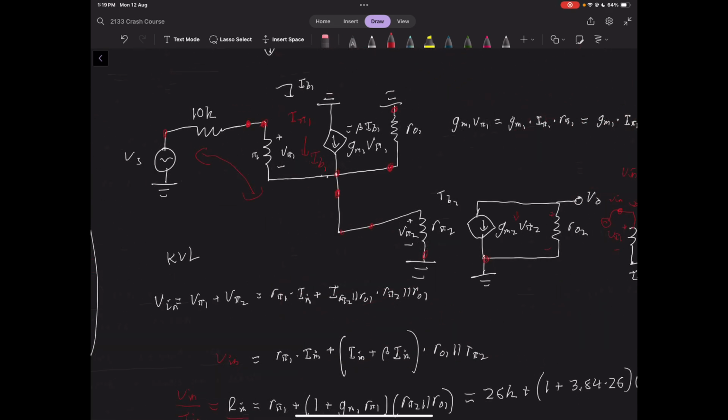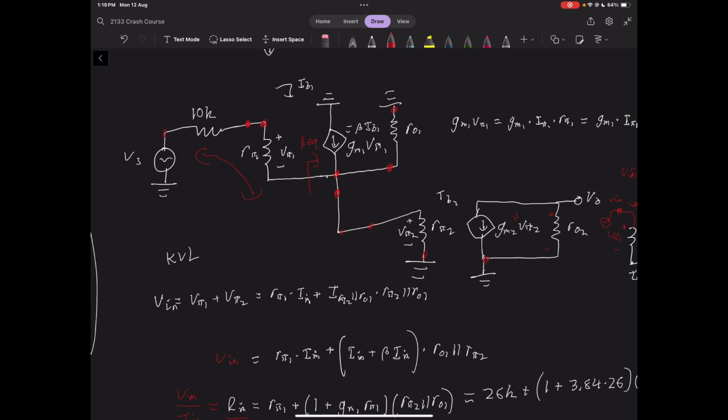Now, how do we actually do this? Yep, so we're going to put these two resistors here in parallel, R pi 1 and 10K, and then what we are going to do is try to find the equivalent resistance from this point here. And then if we find that, we can then voltage divide over it.